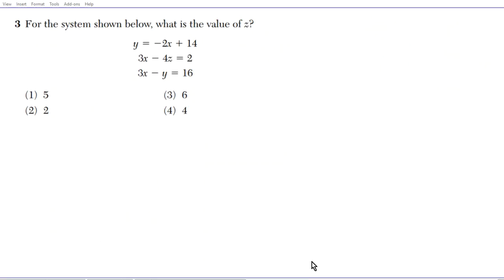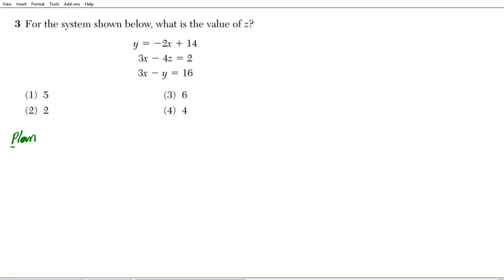Alright, let's take a look at question 3. It reads, for the system shown below, what is the value of z? Alright, so we have a system of 3 equations with 3 variables. So this is the plan of attack. Let's go ahead and write it down so you know exactly what we're about to do.